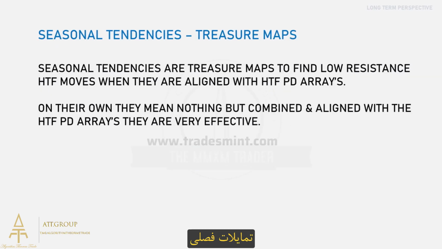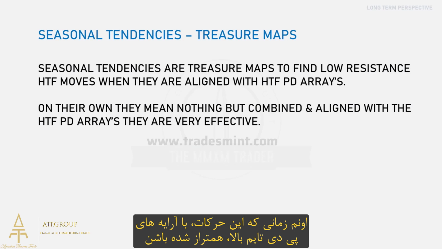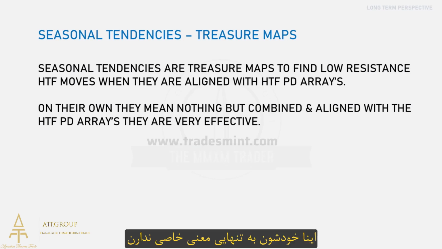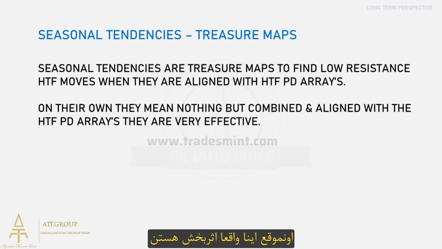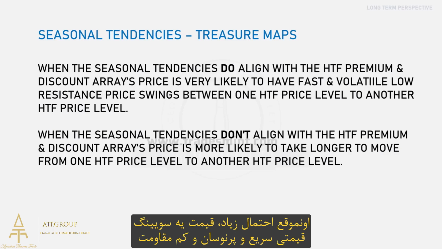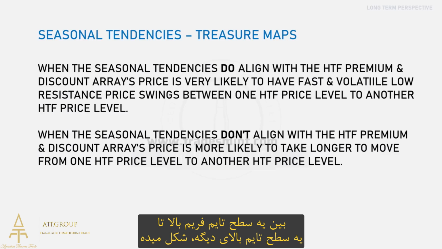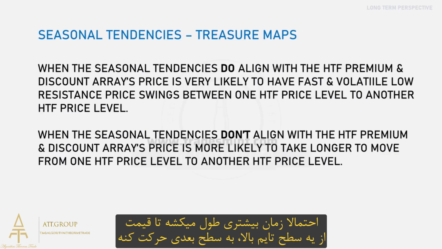Seasonal tendencies. Seasonal tendencies are treasure maps to finding low resistance, higher time frame moves when they are aligned with higher time frame PD arrays. On their own, they don't really mean much, but if you combine it and align it with higher time frame PD arrays, they are very effective. When the seasonal tendencies do align with the higher time frame premium and discount arrays, price is very likely to have fast and volatile low resistance price swings between one higher time frame price level to another. When the seasonal tendencies don't align with the higher time frame premium and discount arrays, price is more likely to take longer to move from one higher time frame price level to another.